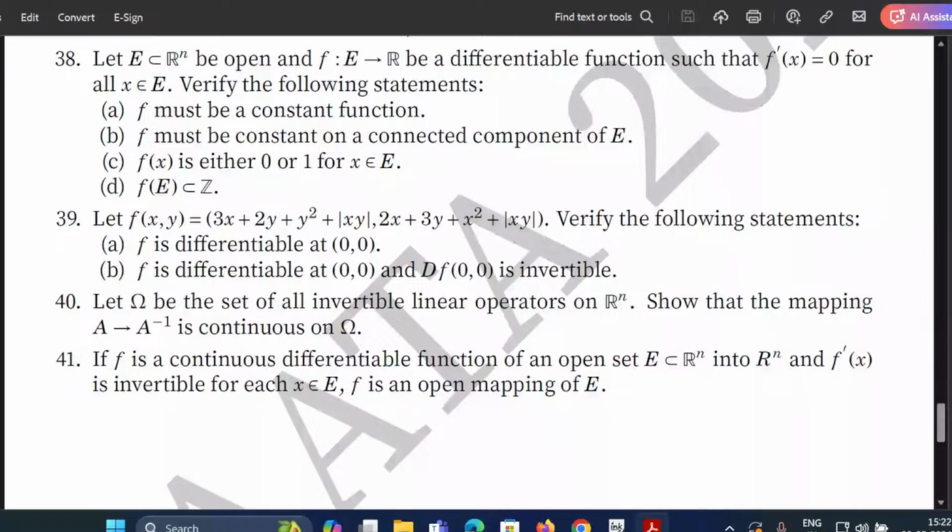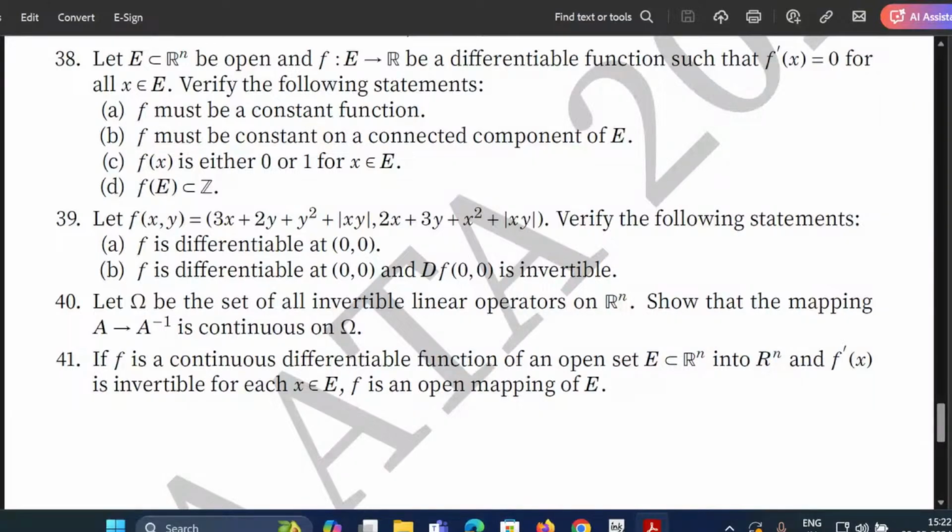Okay, question number 39. Verify the following statement: F is differentiable at (0, 0) and df of (0, 0) is invertible. We have to think about partial derivatives. If the partial derivatives are continuous functions, then the whole function will be differentiable at (0, 0). Okay, let's go one by one.